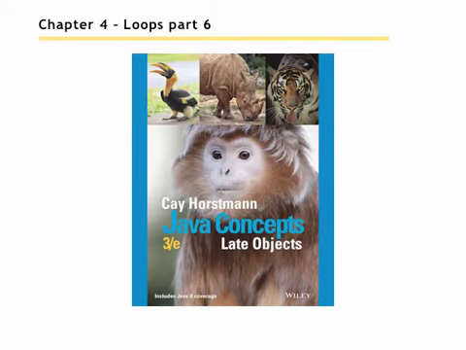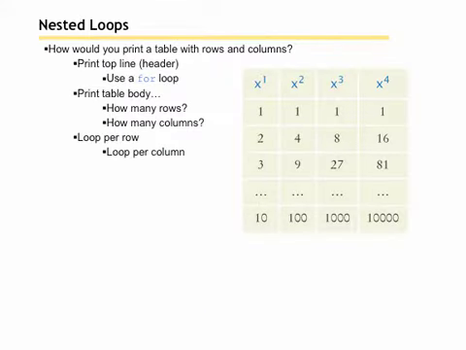Chapter 4, Loops, Part 6. Nested loops is when you put a loop inside a loop, such as if you want to print a table with rows and columns. It's helpful to use a for loop because typically you know exactly how many rows and how many columns you want.